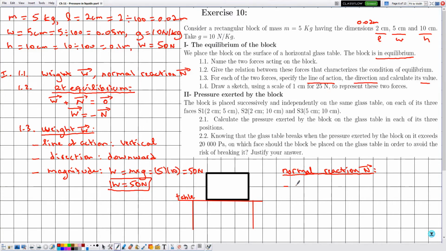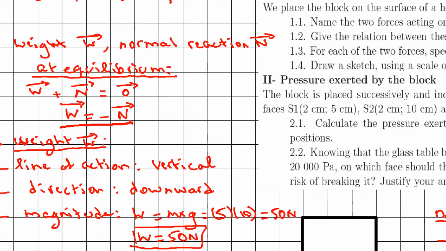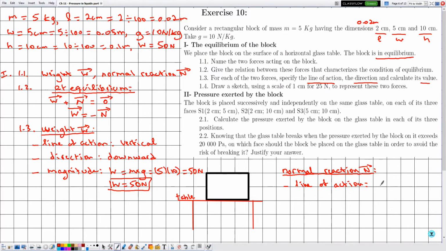As for the line of action, we know that because according to this relation, they have the same line of action which is vertical and opposite direction. Since W has a direction which is downward, and the normal reaction has a direction which is upward. So the line of action is vertical, and the direction is upward, opposite to that of the weight.